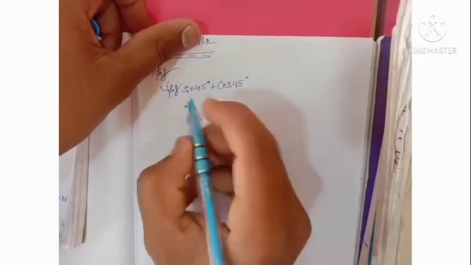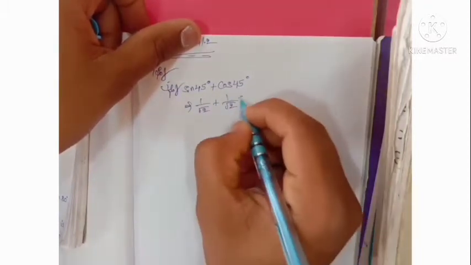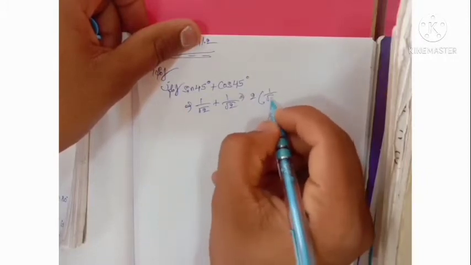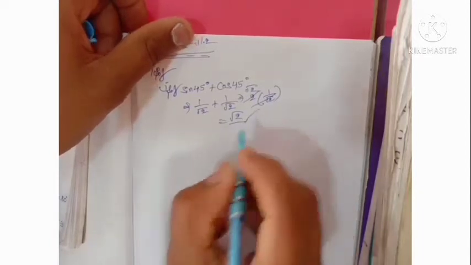Sin 45, if you didn't know, sin 45 means 1 by root 2. Then cos 45 means 1 by root 2. It's 2 into 1 by root 2, root 2 times. Its answer is root 2. Okay, next.